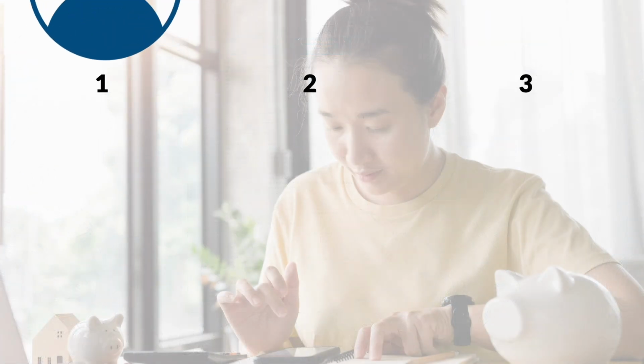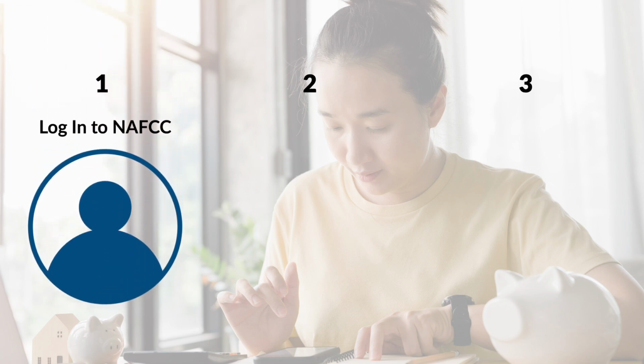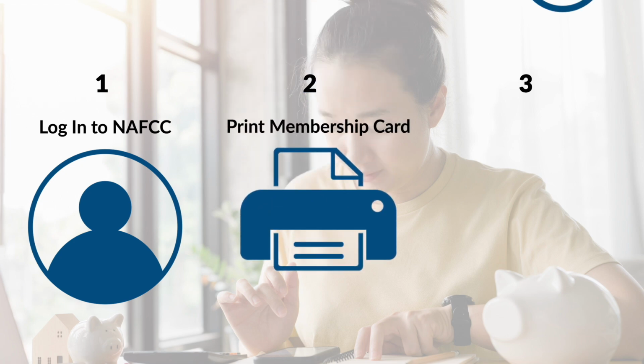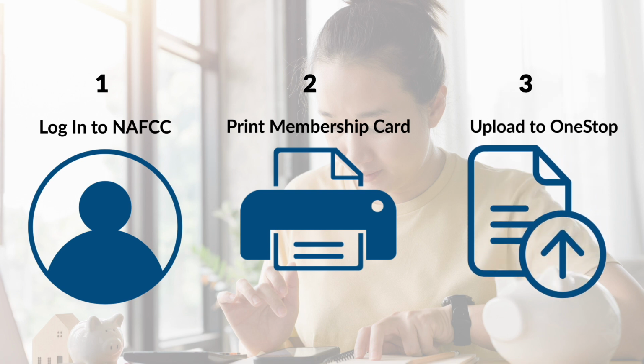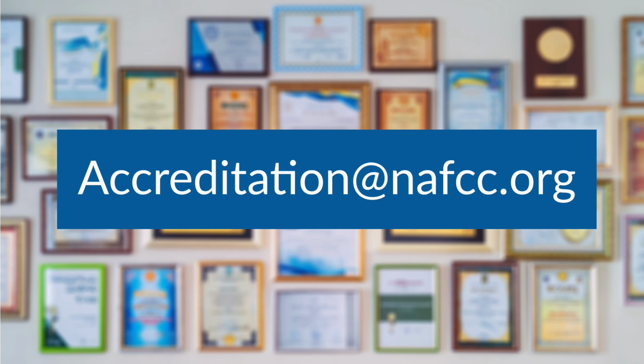To share proof of membership in NAFCC, follow these steps. 1. Log into your NAFCC account. 2. In Reminders, choose Print Membership Card. 3. Upload a photo or scanned copy of your membership card to One Stop using the section that reads, Upload Proof of National Accreditation Membership here. If you are applying for reaccreditation, a copy of your current certificate is required. If you do not have a copy, please contact NAFCC at accreditation@nafcc.org to receive a certificate by mail.